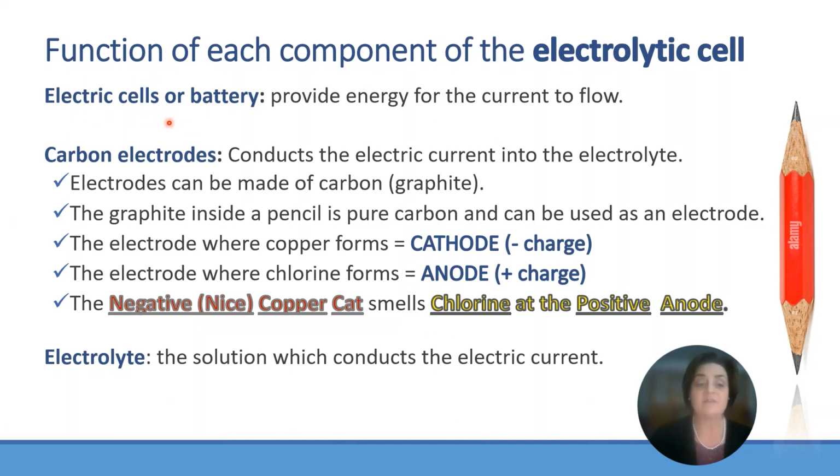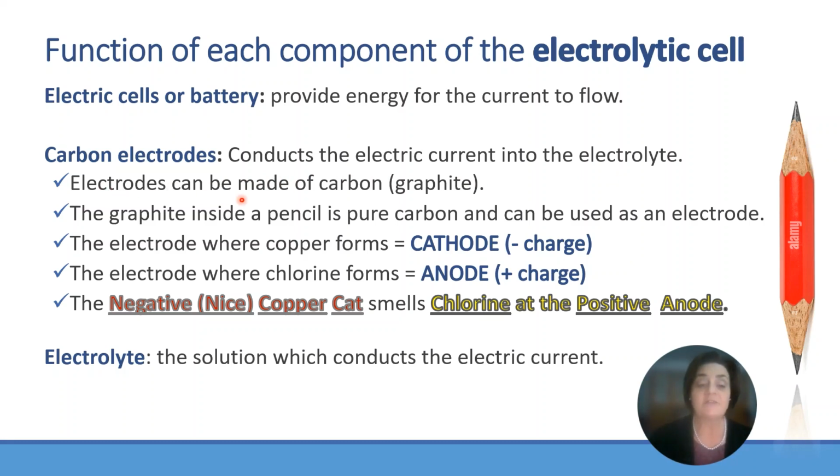Firstly, the cells or the battery is to provide the energy for the current to flow, because if there's no current, there will not be any chemical reaction taking place. What is the function of the carbon electrodes? They conduct the electric current into the electrolyte. They connect the cell with the solution. They bring the current from the cells into the solution.